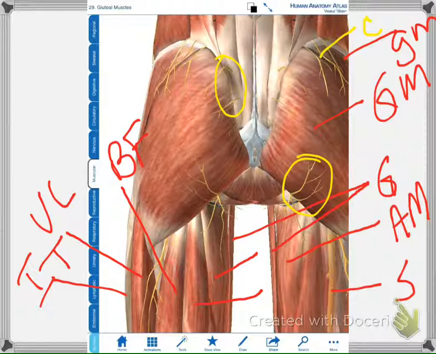Another nerve that I want you to identify and preserve is this nerve right here, which is the lateral cutaneous nerve of the thigh. And more specifically, the dorsal thigh. Now let's go ahead and advance.